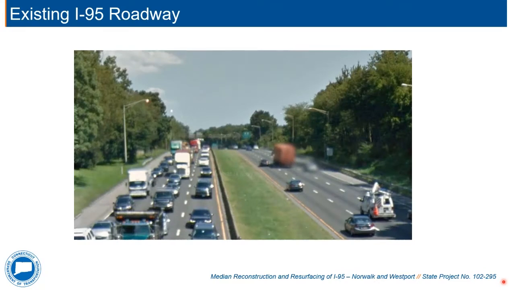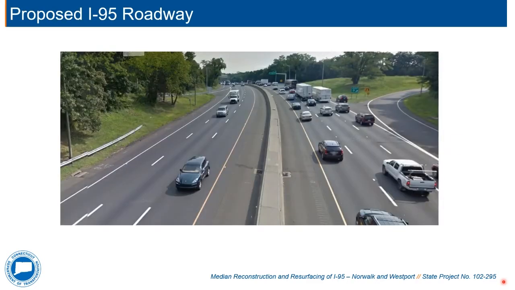The purpose of this slide is to illustrate the existing conditions within the project corridor. Please note the existing grass median and minimal width of the interior shoulders. By comparison, this photograph, which was taken in Greenwich, is representative of the proposed condition, specifically the center concrete median and the wider interior shoulders.